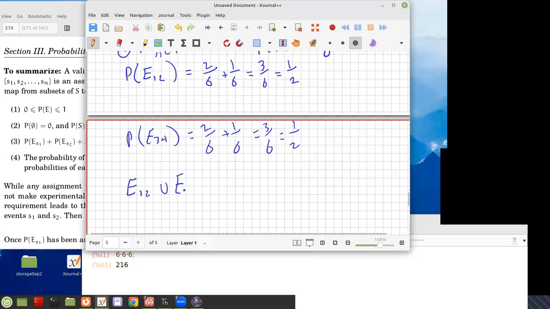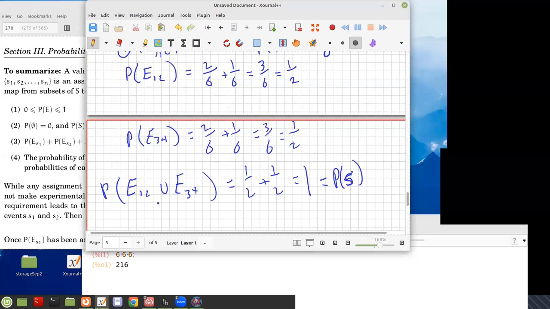Well, that's interesting, because then you can ask, what about the union of E1 and E3,4? Well, there are no elements in common. These are mutually exclusive, so the probability of this event should equal 1/2 plus 1/2, which equals 1. Well, that's the same thing as the probability of the whole sample space. And you can see here, the union of this actually does equal the sample space.